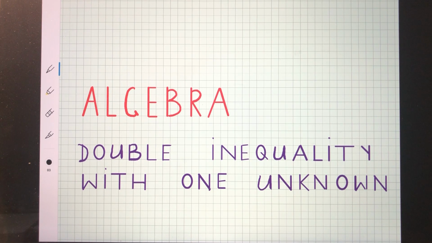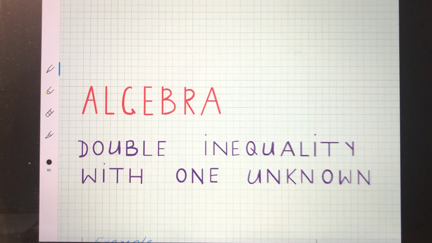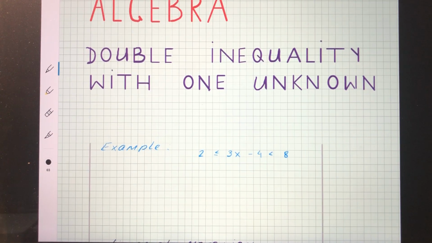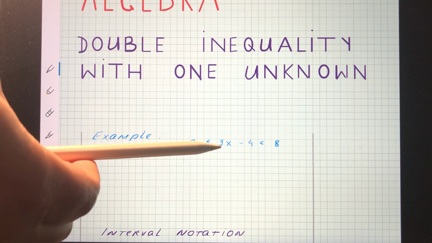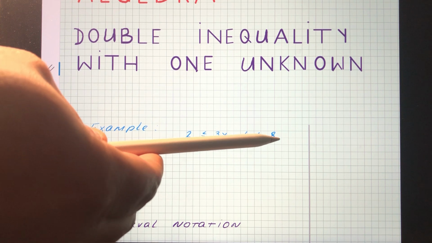Hello, in this video let us solve a double inequality with one unknown. This means that we will have two inequality symbols in one question. For example, here is a double inequality: 2 less than 3x minus 4 less than 8.